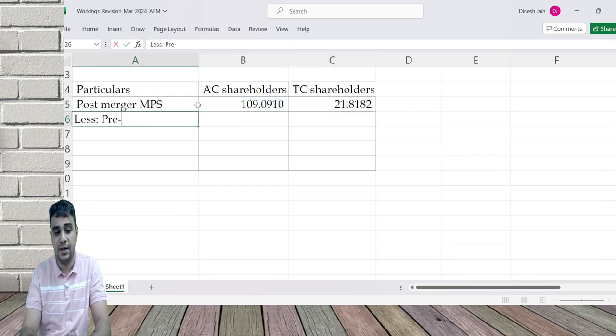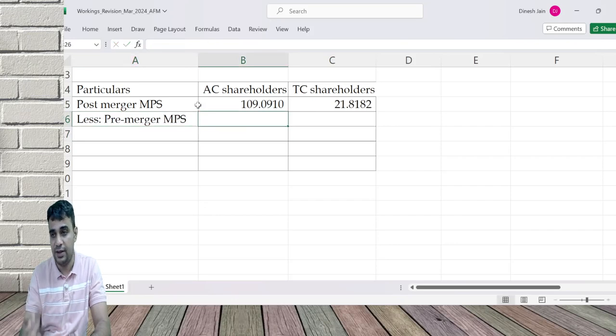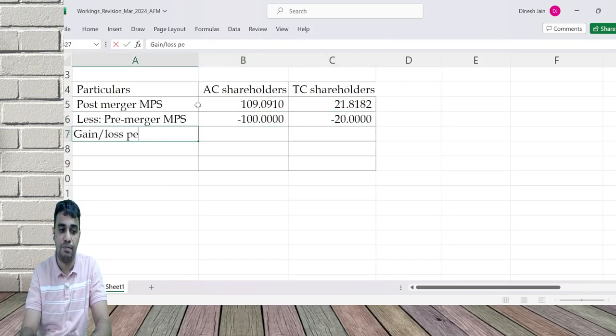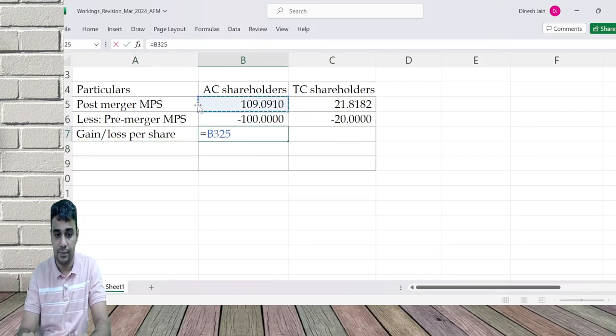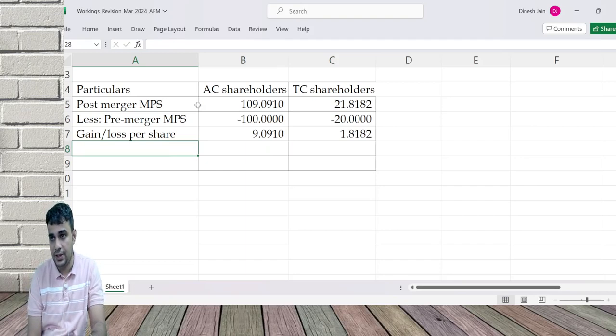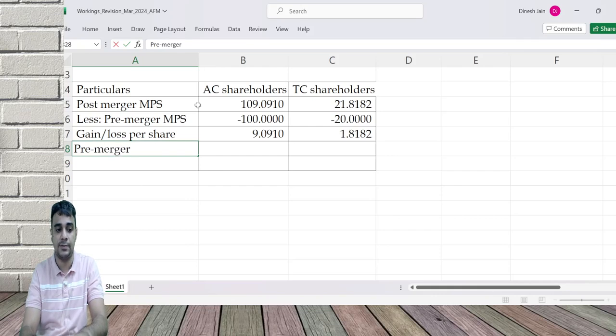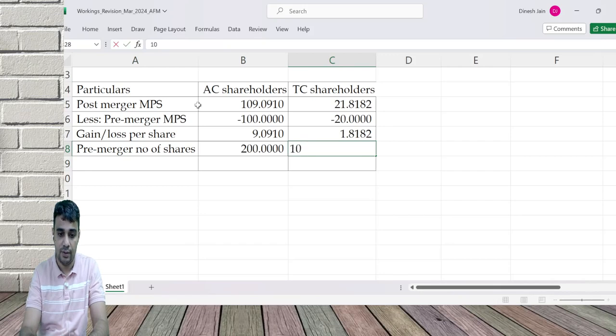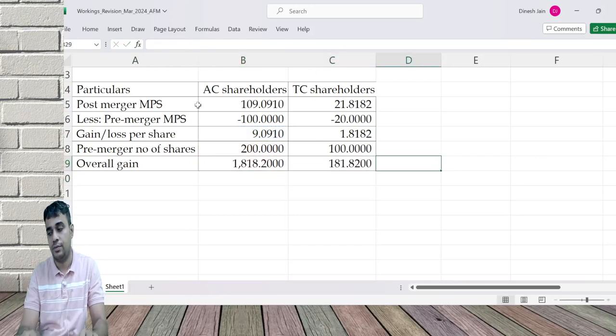Less pre-merger MPS. Gain or loss per share: both are gaining, 9 and 1.81. Both the parties are gaining. Pre-merger number of shares, 200 and so on. Multiply to get the overall gain.